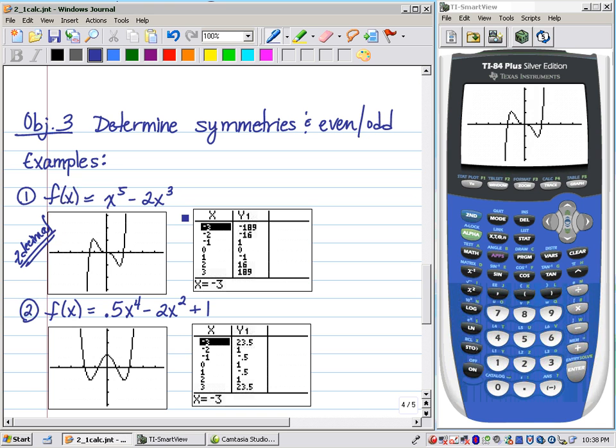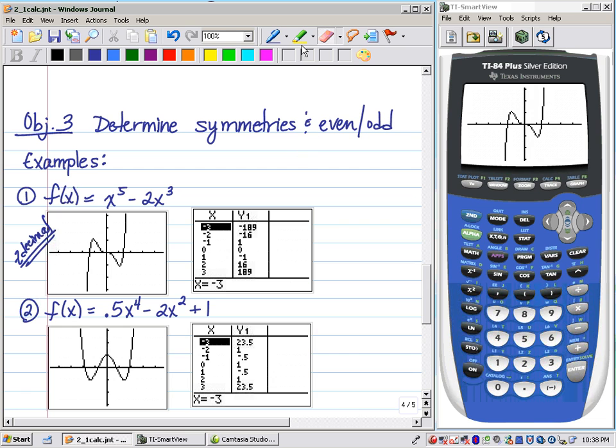Now remember how we talked about symmetries. We talked about symmetry with respect to the y-axis. Symmetry with respect to the y-axis means the left side and right side of the y-axis are mirror images of each other. That's clearly not the case, right? Because to be a mirror image of this, I would have to go down and up, and I'm not doing that.